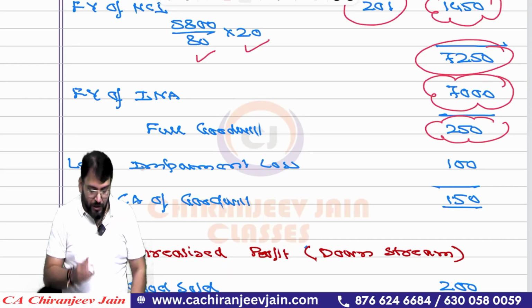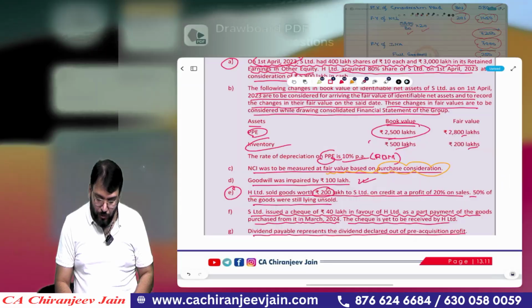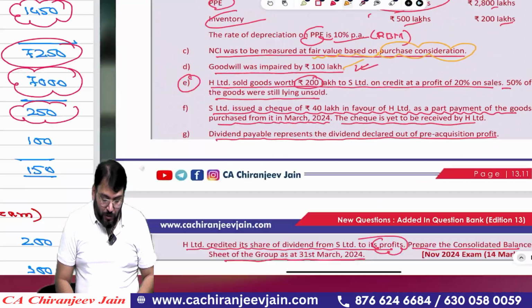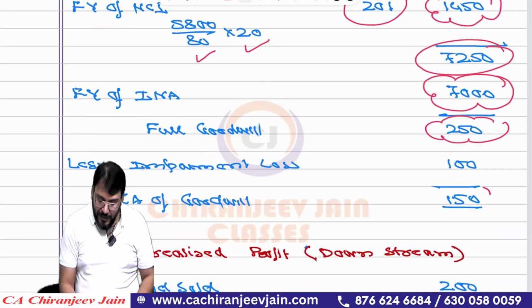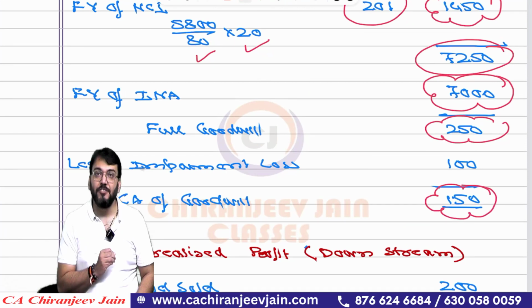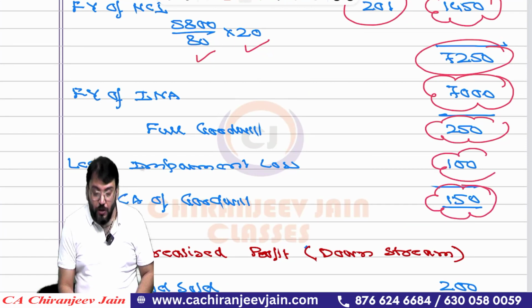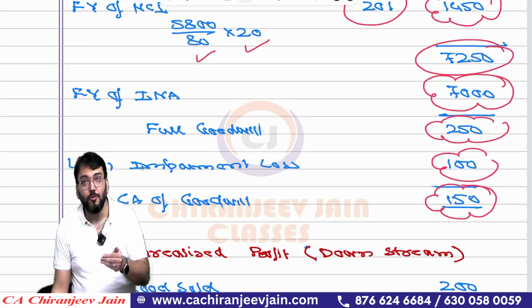Now impairment loss is already given in the question. How much is given? Just check it. It is 100 lakh. So 100 lakh will be deducted, and this becomes the carrying amount of goodwill to appear in the balance sheet. Now this impairment loss, because it is full goodwill, will be allocated to both parent company and NCI in 80% and 20%. Okay, sir.